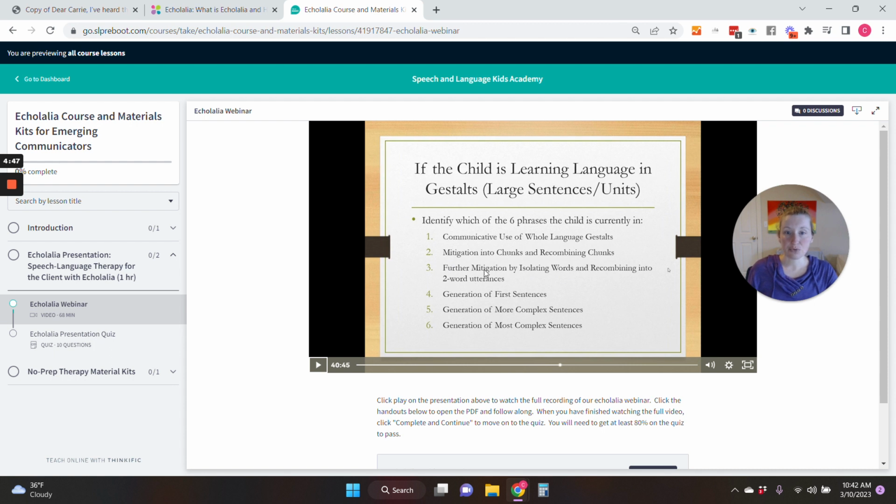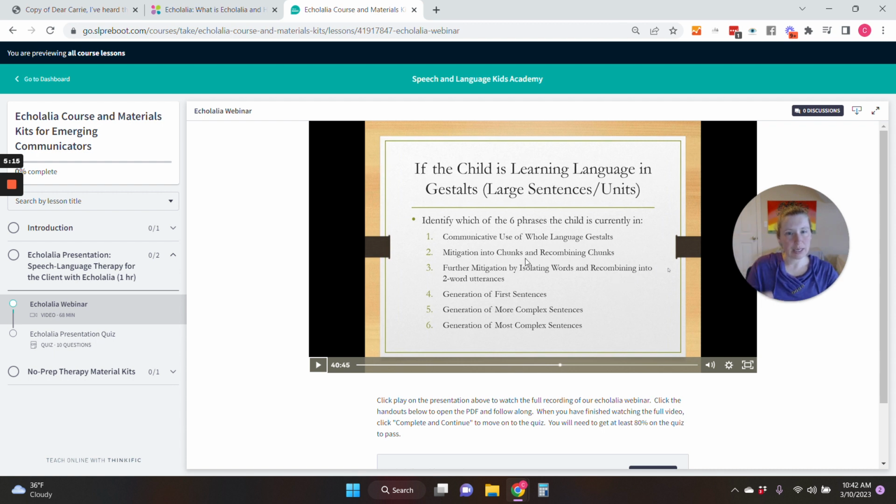Stage 3 is further mitigation by isolating words or recombining into 2-word utterances. So now we're breaking it down not into the chunks like "It's time to," but into specific single words and recombining those words into two-word phrases. So you can see here, if you're a speech-language pathologist, you're familiar with this stage right here, two-word utterances, because that's what we normally do with children after they're at the one-word utterance, as we start to build two-word utterances.